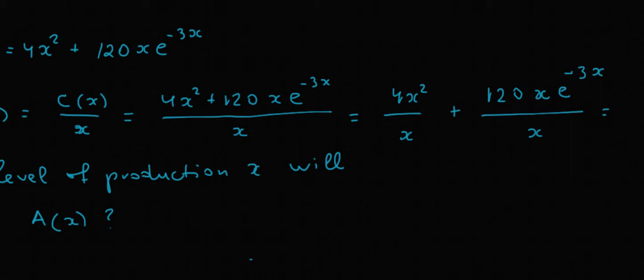For the first fraction, 4x squared divided by x, the square cancels out with the x in the denominator. For the second term, a factor of x in the numerator and denominator cancel out. So with these simplifications, the formula for the average cost per unit function is 4x plus 120 e to the power negative 3x.